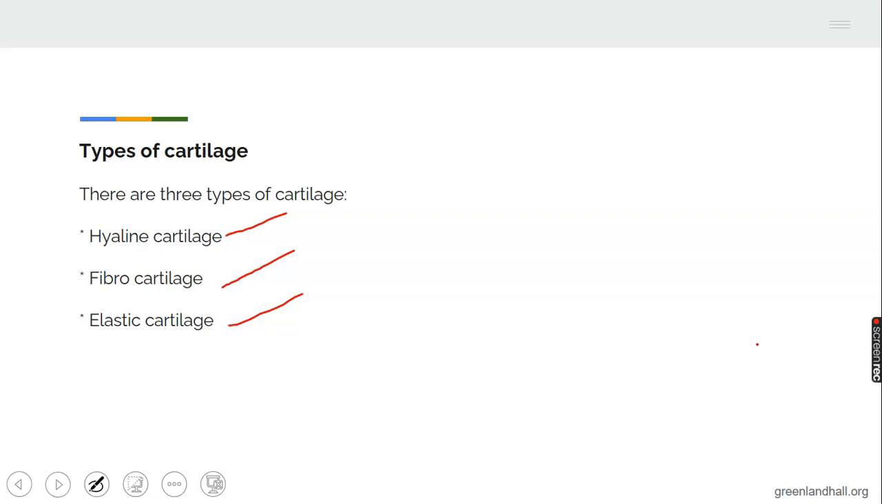Then we go to the types of cartilage. We said cartilage is of three types. We have the hyaline cartilage, the fibrocartilage, and the elastic cartilage.